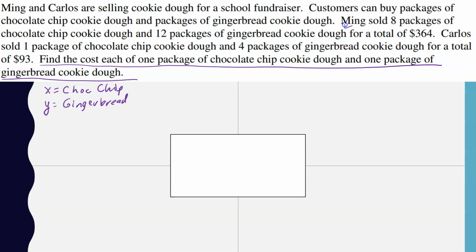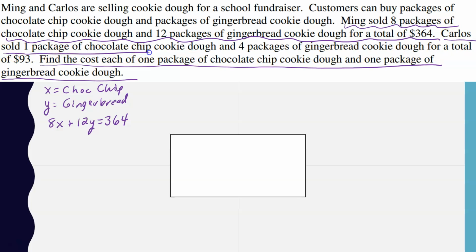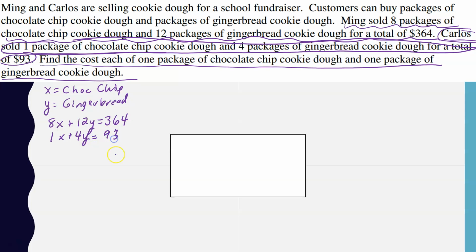The first thing I see is Ming, and he sold 8 packages of chocolate chip and 12 packages of gingerbread. I would write that by doing 8x plus 12y. When he sold that, he made $364. So that would be an equation for Ming. Carlos, on the other hand, sold 1 package of chocolate chip and 4 gingerbread for $93. So if I want to write an equation for Carlos, I would say 1x, because that's 1 cookie dough, plus 4y for gingerbread, and his should equal $93.